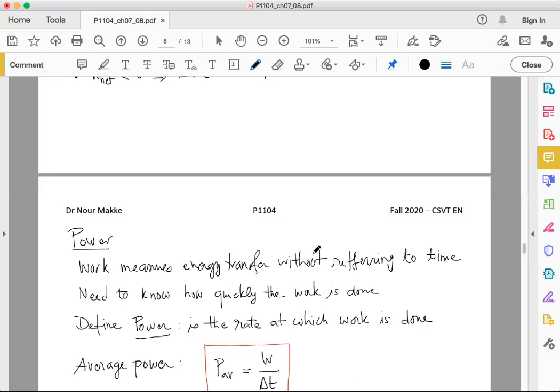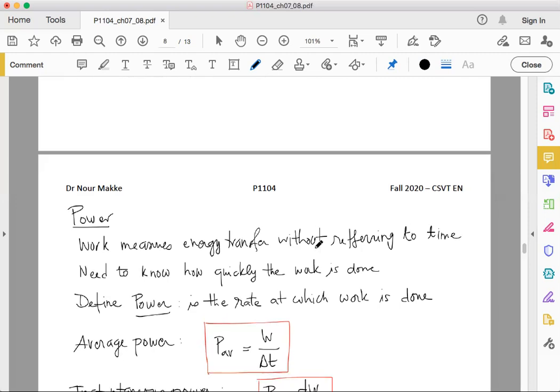However, this concept of work does not include time, does not refer to the passage of time. We don't know over what time this work is done, whether over a very long time or a very short time. So if you want to know how quickly the work by a given force is done, we need to define a new variable, and we call it the power. The power is defined as the rate at which the work is done, in practice the work divided by time. This is the general definition of the power.